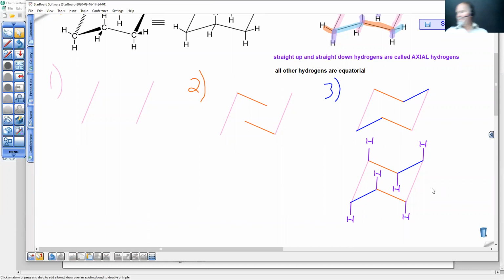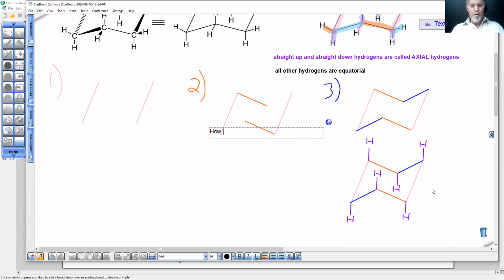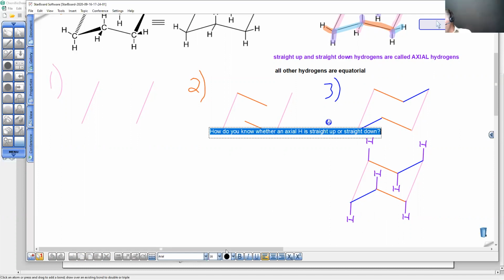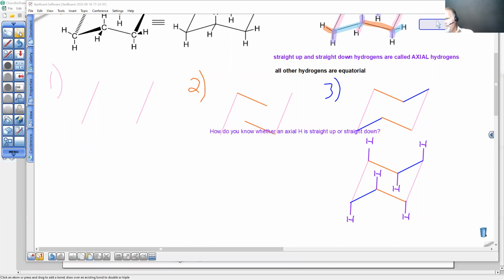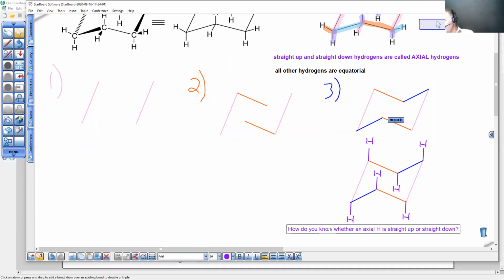Control T. How do you know whether an axial H is straight up or straight down? Wow, that's not even close. It's a good question. Very good question. It's purple. Oh, I hit the wrong button. Okay.